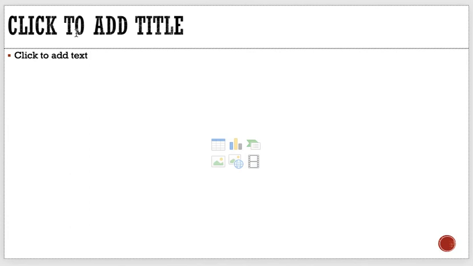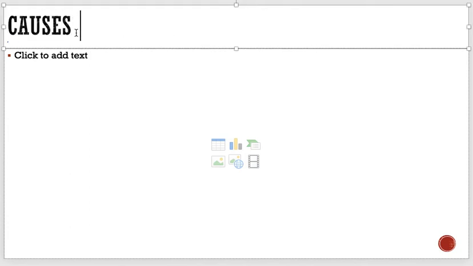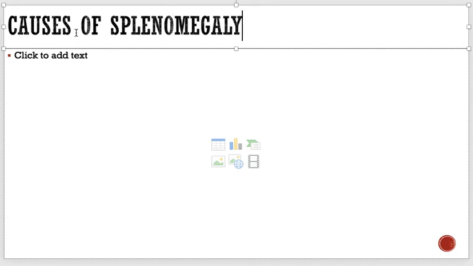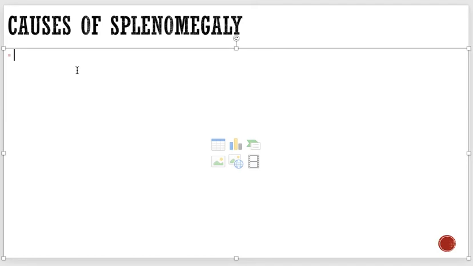Okay, so we will go in the same way. First of all, we will study causes of splenomegaly, and then when we know the causes, of course, we can talk about the history and talk about all these things. The causes of splenomegaly, by the way, guys, there are many causes of splenomegaly.